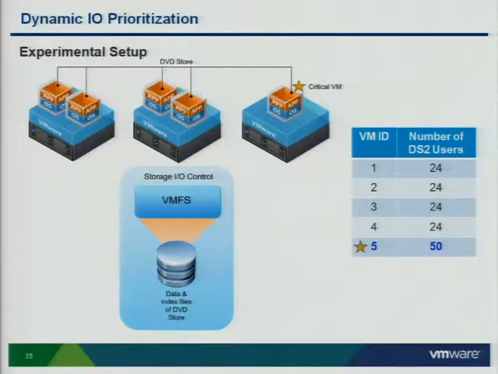The experimental setup for this contained 3 physical hosts, and this time the critical VM was running by itself on the 3rd physical host. DVD store was installed in all the VMs. The data and index files of DVD store were placed on virtual disks, and all these virtual disks were placed on the single shared data store. The user load is given on the right-hand side. Again, the critical VM had the highest number of user load.